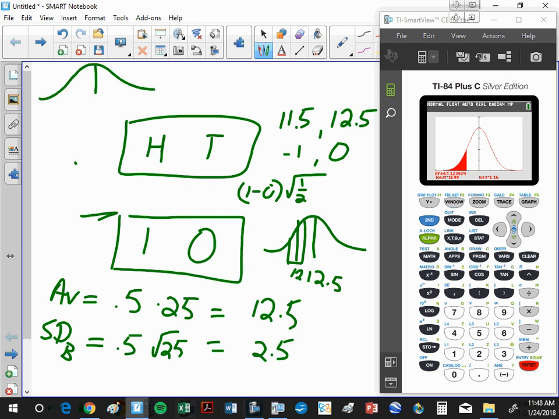So over here is 12, and then the average is 12.5. The expected value is 12.5. So I need to go from 11.5 to 12.5. Well, 12.5 is the expected value, so the z-score is 0. So I really just need to convert -1 and 0 into z-scores.